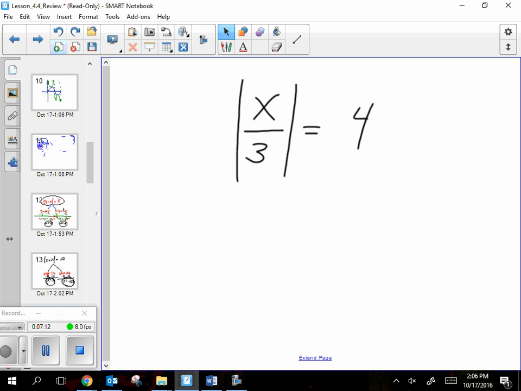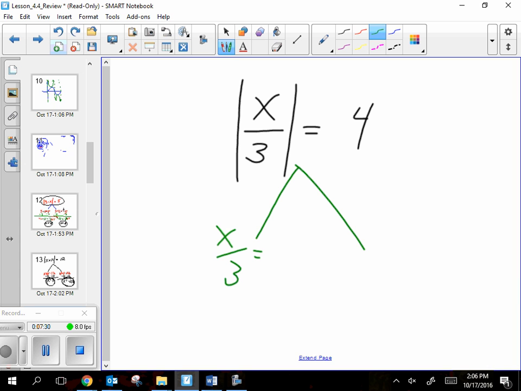You still split it into two equations. It's just going to be dangerous because some of you are going to think, well, I'm just going to multiply by 3 on both sides right away. No, you have to break it into two equations first. Did you get x over 3 equals 4 and x over 3 equals negative 4? The only difference being that one little negative there?